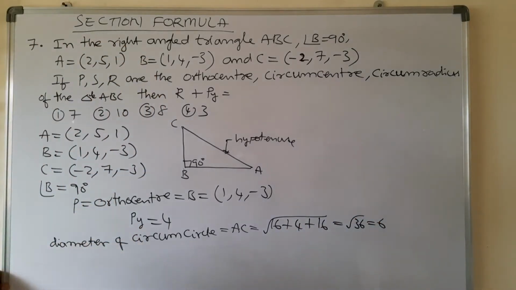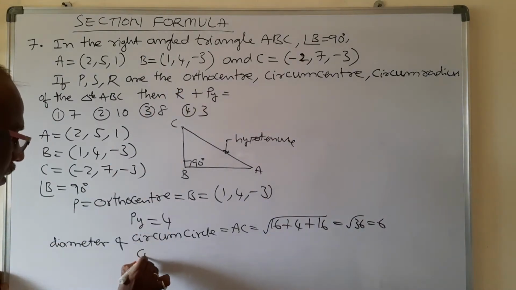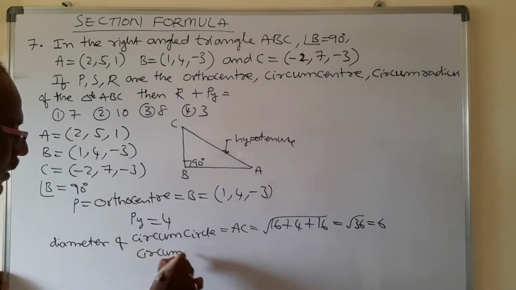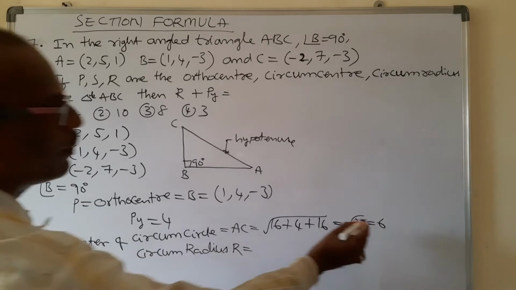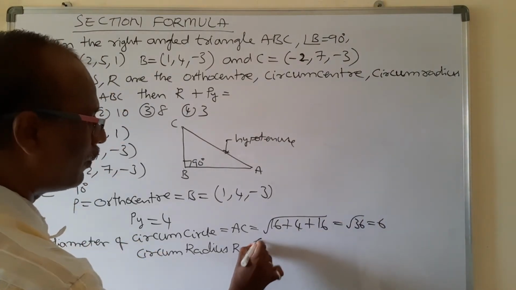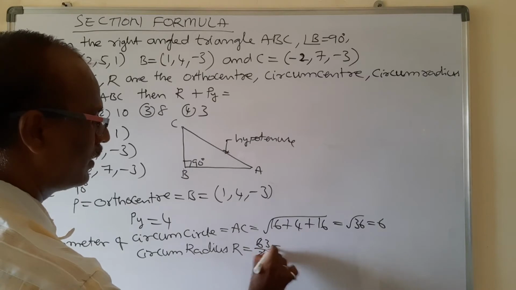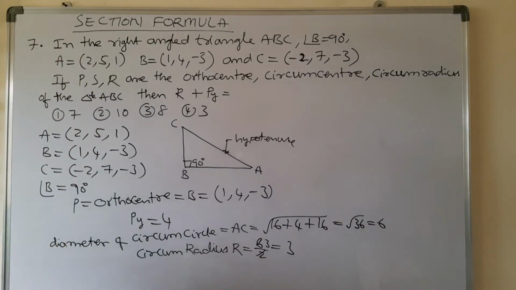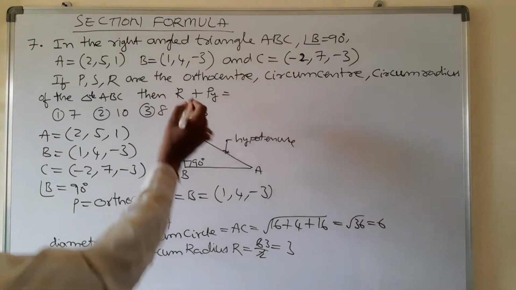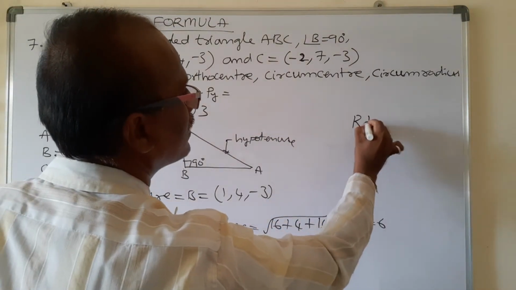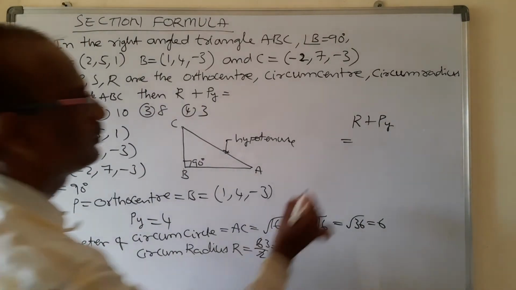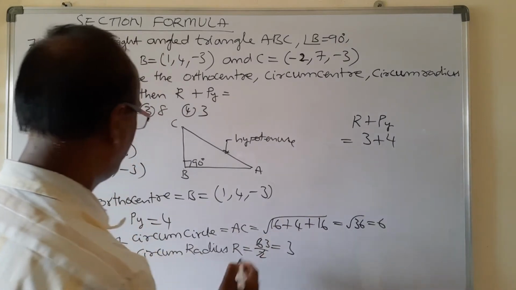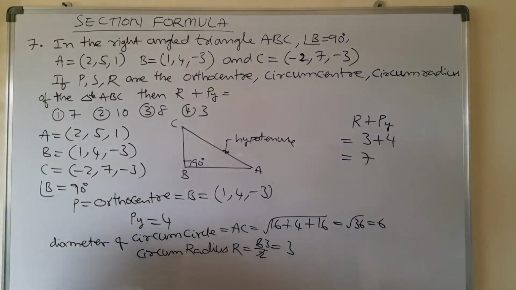To find the circumradius, capital R equal to diameter by 2. Here the diameter value is 6, 6 by 2, the value is 3. Next, to find R plus Py, here capital R equal to 3, Py value 4, 3 plus 4 is 7. 7 is the correct answer. That is the first option.